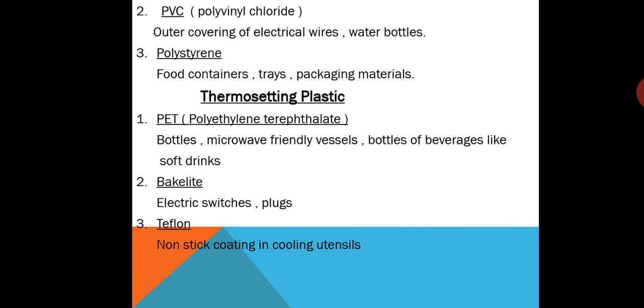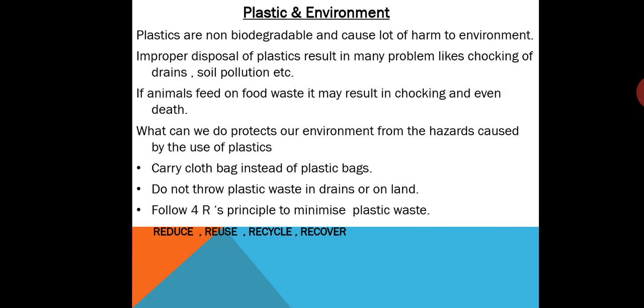The thermosetting plastics, the examples we have, first is PET, polyethylene terephthalate, which is also used for making bottles, microwave friendly vessels, and bottles of beverages like soft drinks. Second, bakelite, used in electrical switches and plugs. Teflon is used as a non-stick coating in cooking utensils.